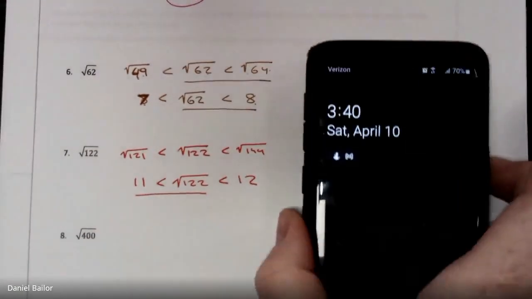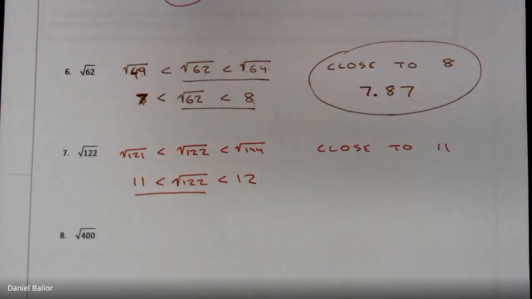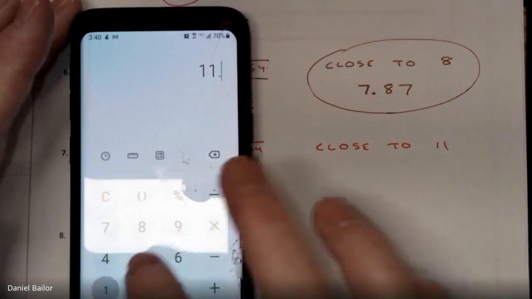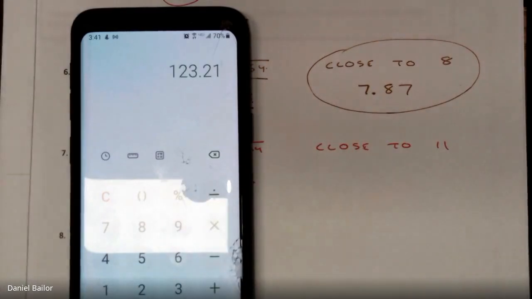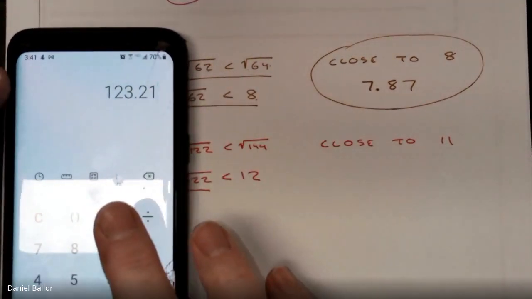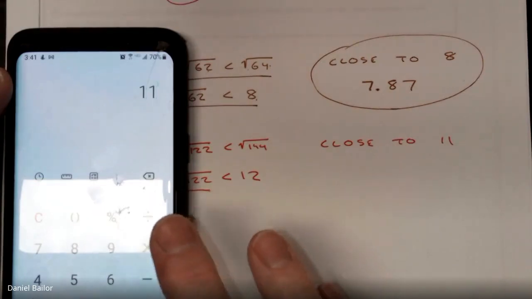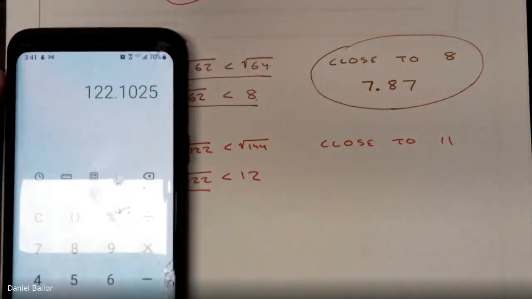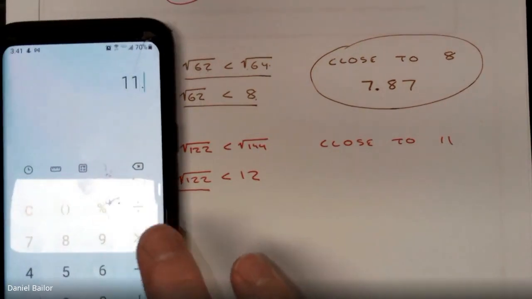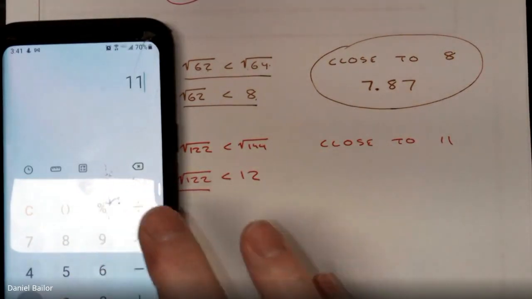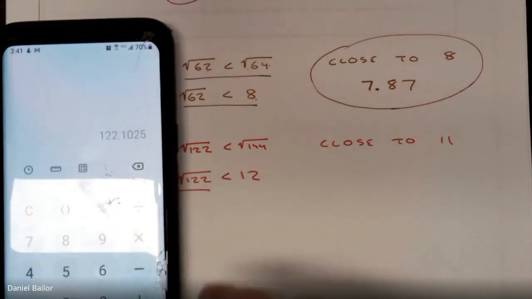Let's try it out. Here we go. I need my calculator back. Let's clear everything. It's close to 11. It's very close. So let's do 11.1 times 11.1. Ooh, that's not 122. Okay. Let's try smaller than 11.1. Let's try 11.05 times 11.05. Ooh, that's pretty close. That's a little bit bigger than 122. Let's see if I put 11.04 times 11.04. I think 11.05 times 11.05 was closer.